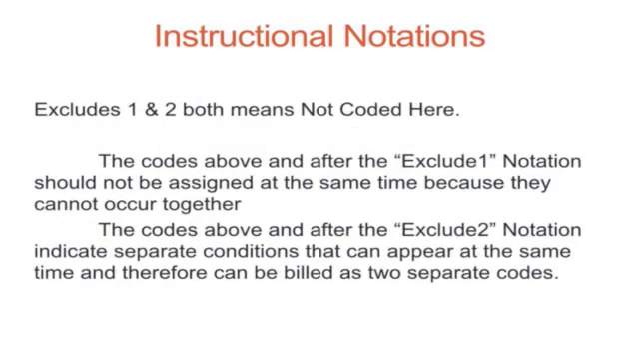Excludes 1 and 2 both means not coded here. The codes above and after the Excludes 1 notation should not be assigned at the same time because they cannot occur together. The codes above and after the Excludes 2 notation indicate separate conditions that can appear at the same time and therefore can be billed as two separate codes.